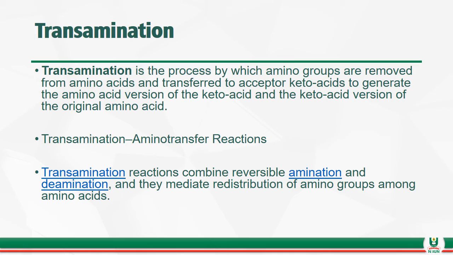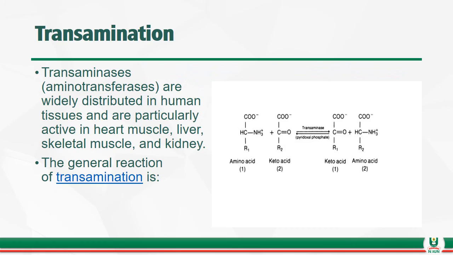That will lead us to our next topic, transamination. What is transamination? It is the process by which amino groups are removed from amino acids and transferred to an acceptor keto acid, to generate the amino acid version of the keto acid and the keto acid version of the original amino acid. Transamination is an amino transfer reaction. Transamination reactions combine reversibly amination and deamination, and they mediate redistribution of amino groups in amino acids. So we will be looking at that, and this is the reaction of how it takes place.